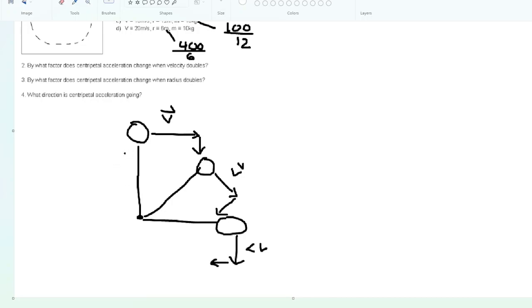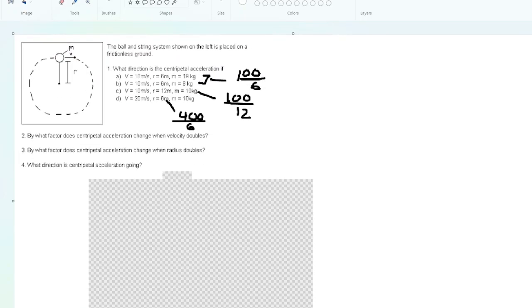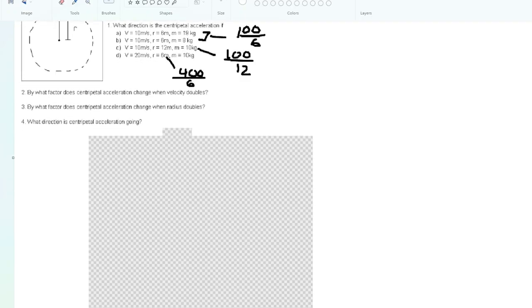Something like this. But at the end, the acceleration is going to be towards the center of wherever it's pivoting around, whatever it's revolving around, which in this case is going to be the center. So that is going to be the direction of centripetal acceleration. It's going to be towards the center. In this case, up here, it's going to be downwards. But in general, centripetal acceleration is towards the center.